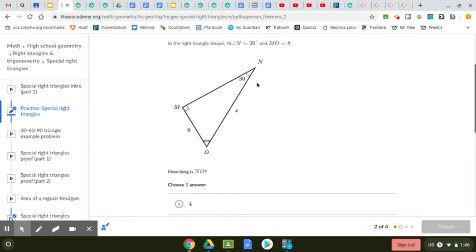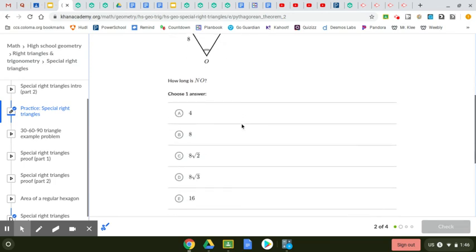Another 30, 60, 90 triangle. Right there, 30 degrees is opposite the small leg. 60 degrees is opening up and making the big leg. So the missing thing is the hypotenuse. So I know 8 times 2 is going to give me 16.